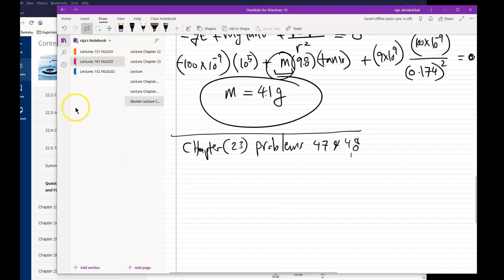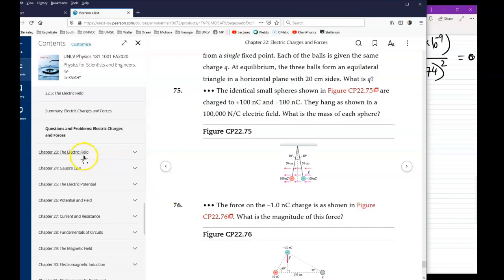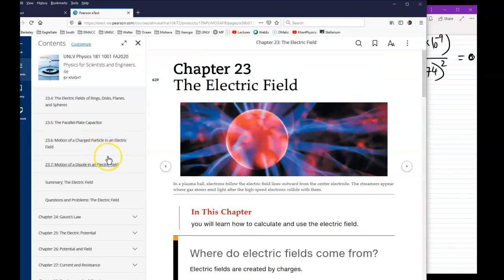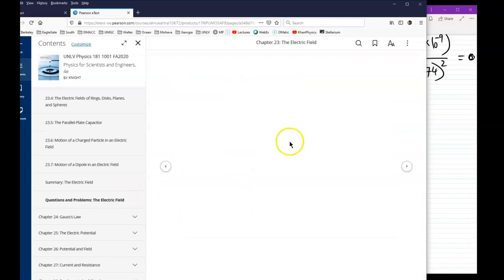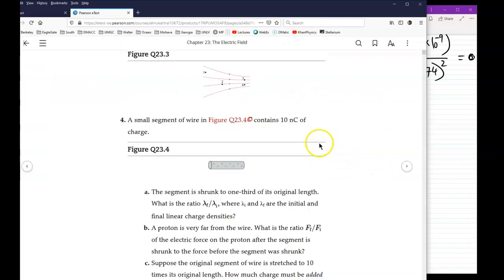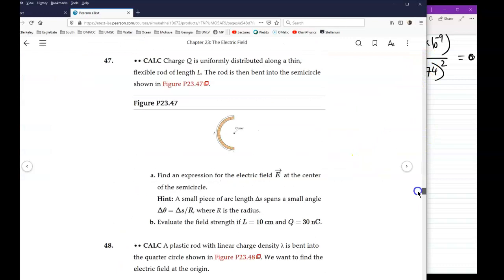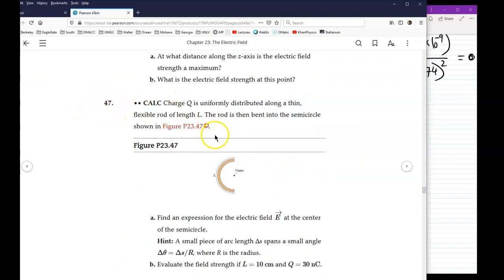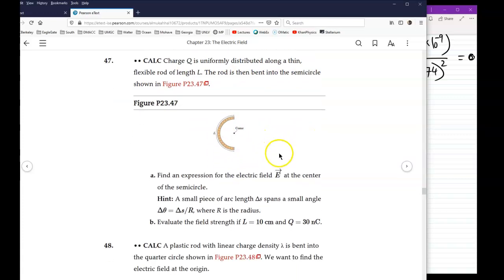Let me show them to you very quickly. I'm not going to do them. I'm going to do something very similar to them. Chapter 23. I believe one of them was a homework problem. Oops, this one here. There we go. So here's 47, it says a charge Q is uniformly distributed along a thin flexible rod of length L. So it is a rod that is bent into a semicircle, and then he wants to find the electric field at the center right here, okay?